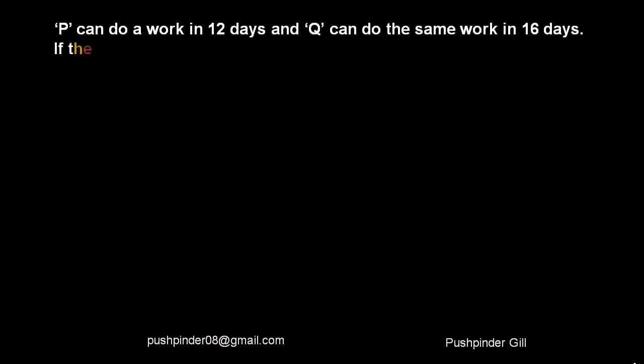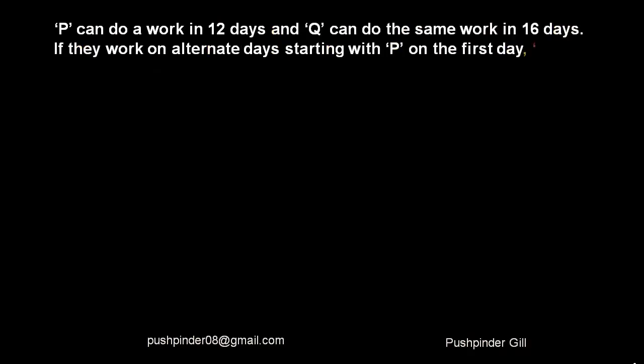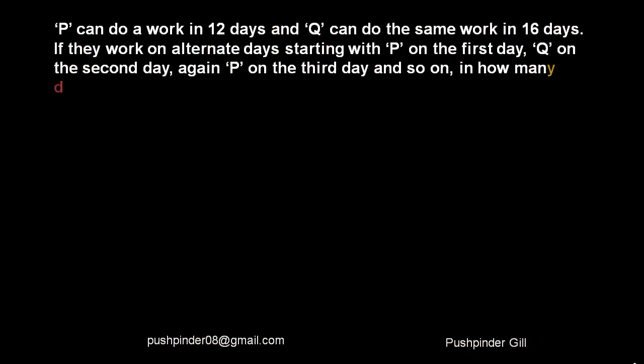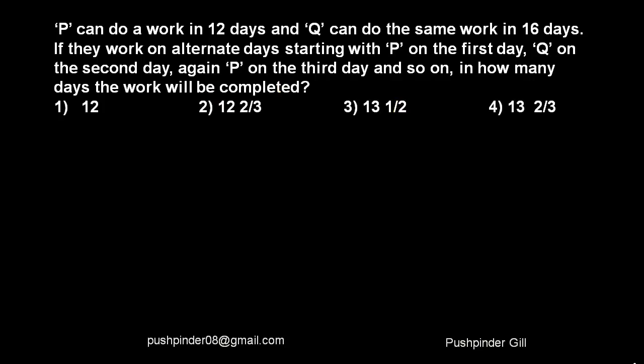In this question, P can do a work in 12 days and Q can do the same work in 16 days. If they work on alternate days, starting with P on the first day, Q on the second day, and P on the third day again, in how many days will the work be completed? So again guys, step 1 is to lay down the question. P can finish the work in 12 days. Similarly, Q can finish the work in 16 days.